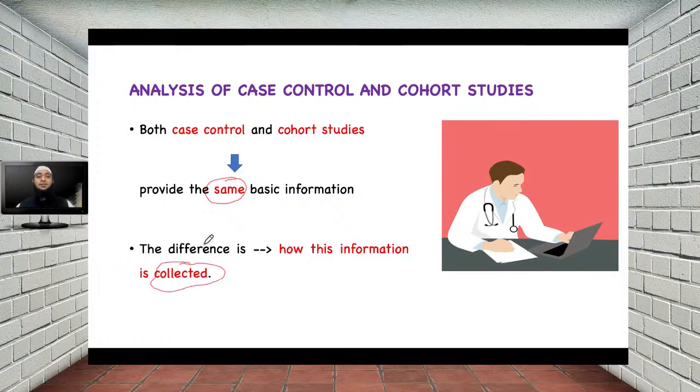The first difference we have seen is that on the basis of the disease you collect the data in a case control study, and in a cohort study you collect the data on the basis of exposure and non-exposure, right? So that is one thing. The second thing is how you process this data, and that also matters. Now let's see how it differs between case control and cohort study.